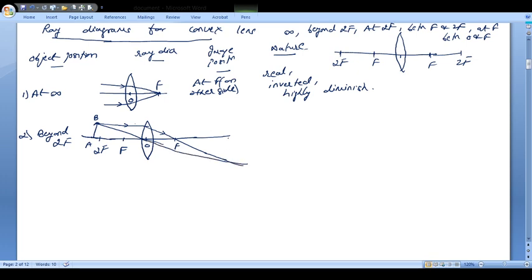And see here, here it is meeting. Now one second, I will just be drawing this ray. So one passing through O will be something like this here. And here this is image A dash B dash, and this is 2F. So here you can see that your image is formed between F and 2F, and it is real, inverted, and smaller in size.